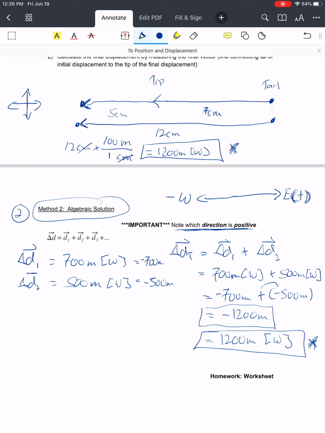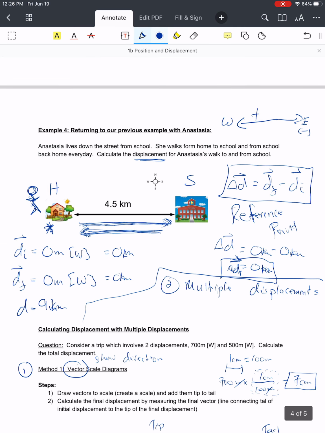So either one is kind of good. Get used to doing the algebraic solution because especially when we get into 2D motion, which is like saying you're moving this way, then you're moving that way, vector scale diagrams become a lot more challenging because you need protractors and it becomes less accurate. So algebraic becomes the way that we do it, okay? So just get comfortable practicing with the algebraic solutions. It's more widely used.